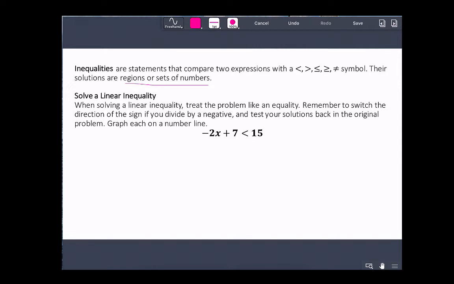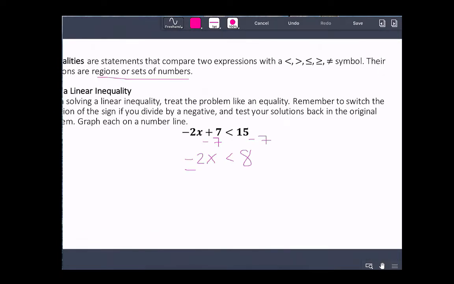So in tackling a problem like negative 2x plus 7 is less than 15, we're doing that reverse order of operations thing where we have to unpeel the layers off of our function here. So I have negative 2x is less than 8 after I subtract 7 from both sides. And here I'm going to divide both sides by a negative 2, so I'm getting x, and 8 divided by negative 2 is negative 4, but I divided by a negative, so I just want to switch my sign there. So x is greater than or equal to negative 4.